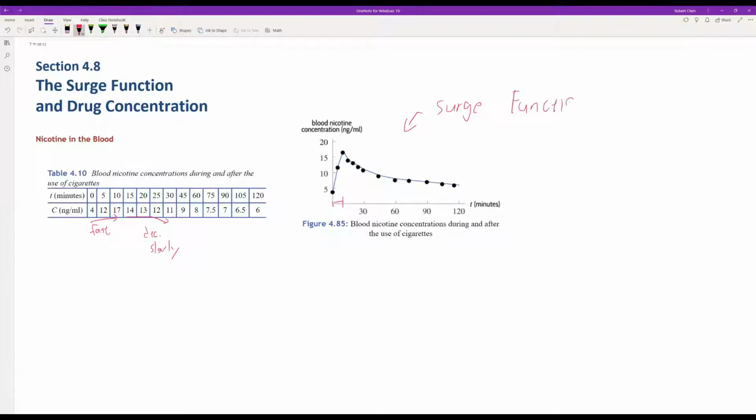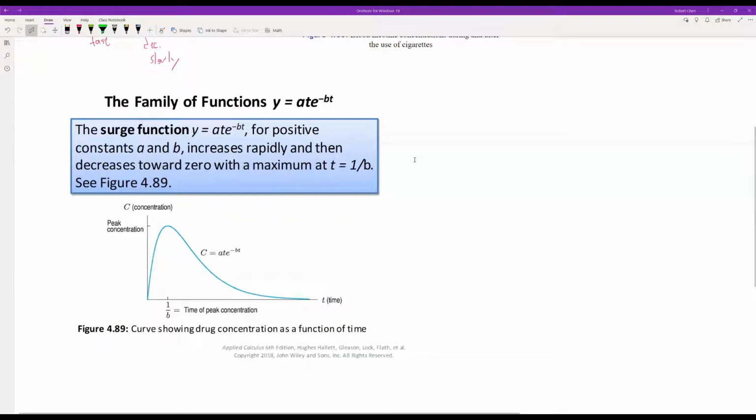And it can be used to model different types of consumption of drugs. For example, you're taking a painkiller. What's the concentration of the chemical in your body? So today we're going to look at this type of function, and let's start with the general form. We have the surge function that has the form of y is equal to a times t times e to the power of negative bt, for positive constants a and b.